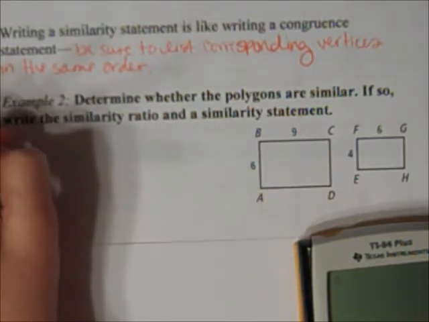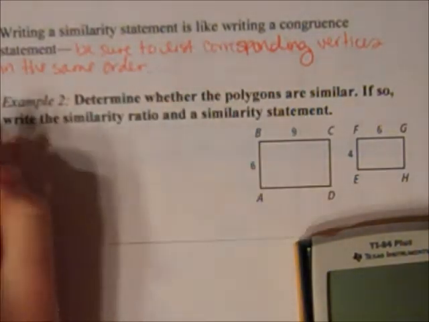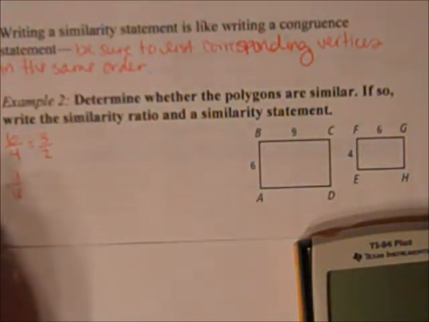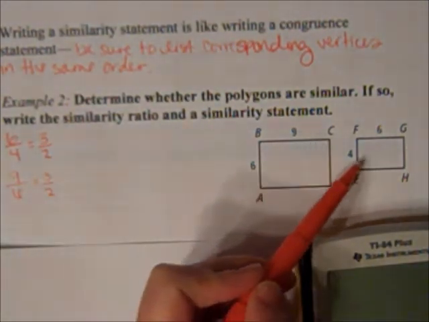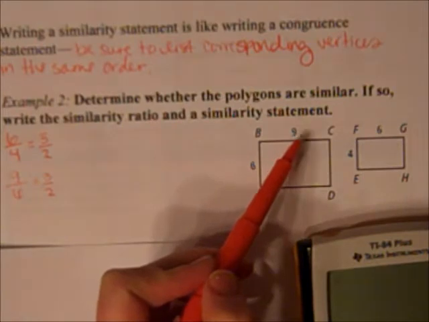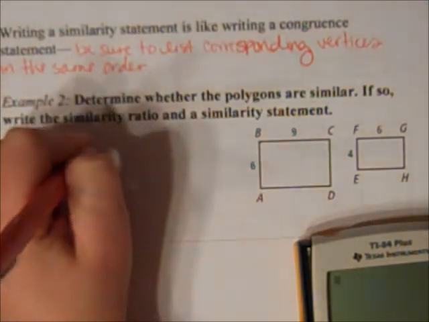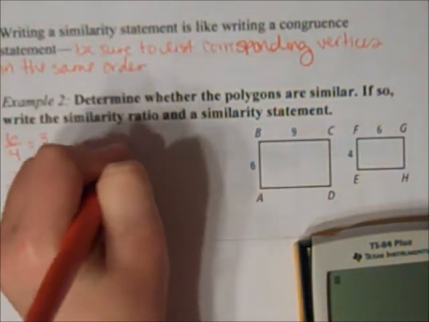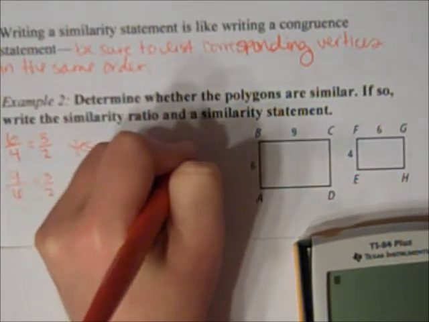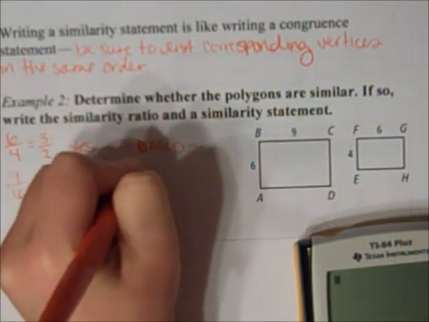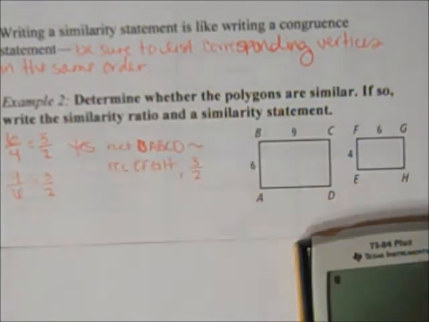So let's compare. If I say 6 over 4, then that reduces to 3 over 2. And then let's compare. That would be 9 over 6 from this side. So that would reduce to 3 over 2. So I compared the short side from here with the short side from here, this long side from here with the long side from here, and I got the exact same ratio. So I would say, yes, these are similar. And then I could say rectangle ABCD is similar to rectangle EFGH, and the similarity ratio is 3/2.